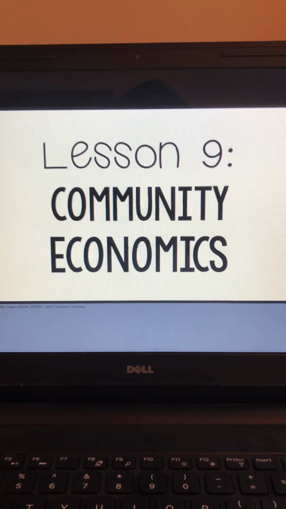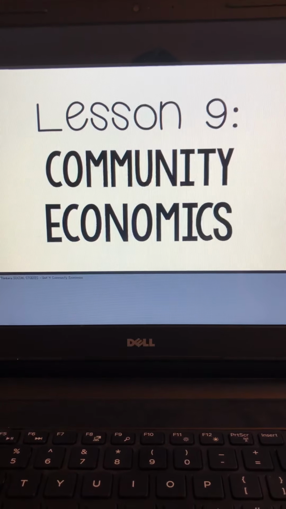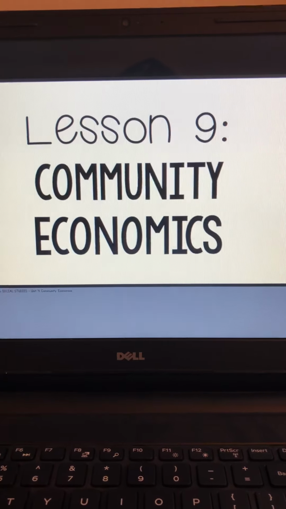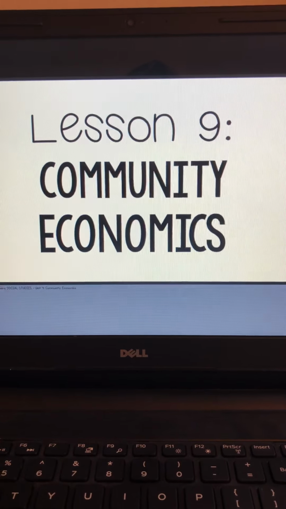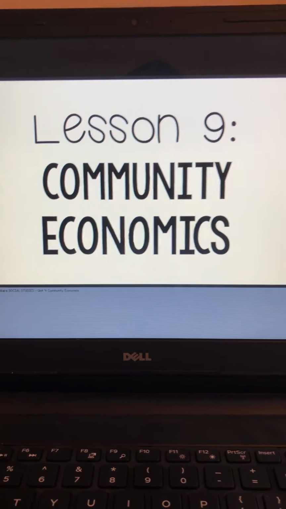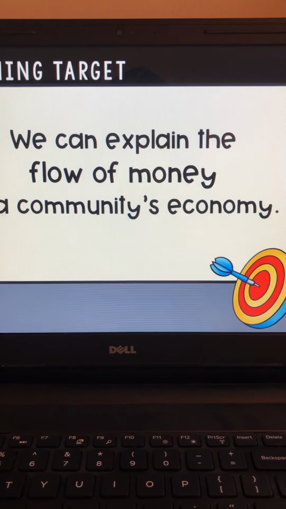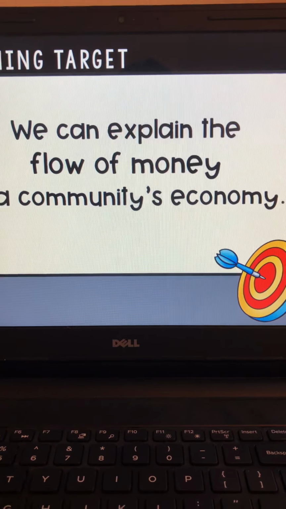Today's going to be our last lesson on economics. This is just going to be a review of what we've talked about in the previous 8 lessons on economics. And we're calling it community economics. Our goal today is that we can explain the flow of money in a community's economy.